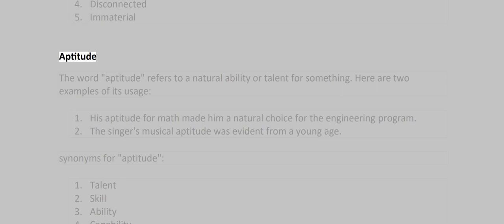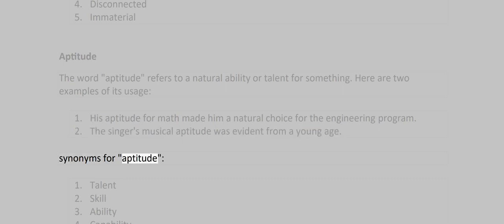Aptitude. The word aptitude refers to a natural ability or talent for something. Here are two examples of its usage. 1. His aptitude for math made him a natural choice for the engineering program. 2. The singer's musical aptitude was evident from a young age.